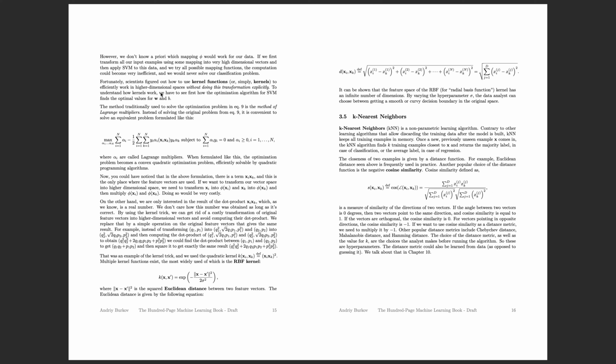The closeness of two examples is of course given by the distance function. One is the Euclidean distance, right? Another is cosine similarity, which uses the angles between the vectors for finding out which vectors are closer to each other.